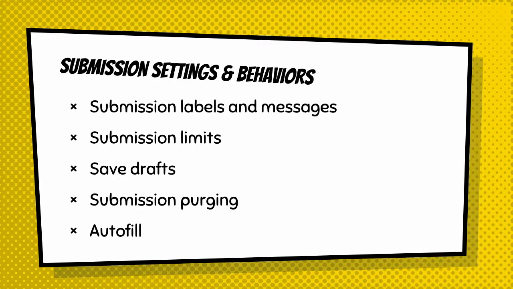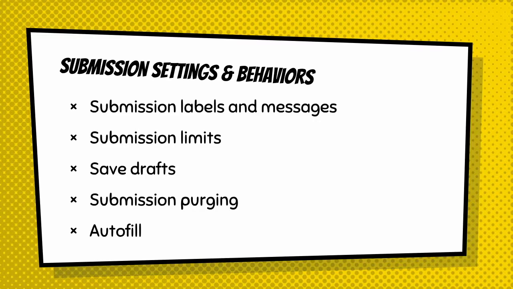With submissions, once again, all the labels and messages around submissions. So when someone saves a draft, what's the message going to be displayed? You can also set submission limits. So how many times the form can be submitted generally, how many times a user can submit it, and even a source entity, which I'm going to get into and explain a little bit more.